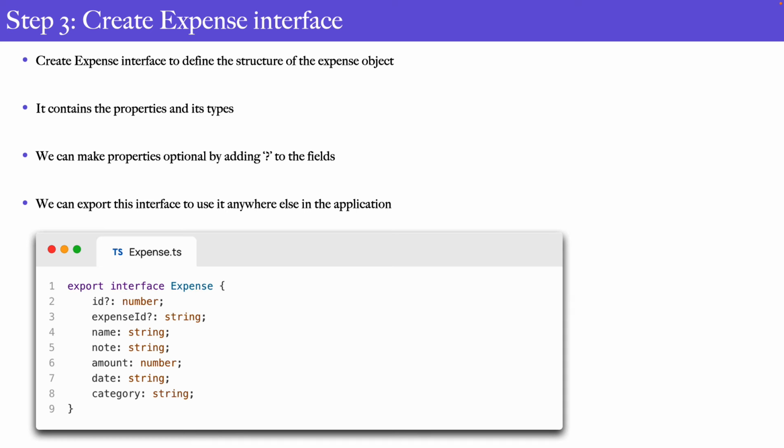We create the interface using the keyword interface followed by the interface name. In our case, it's Expense. Inside this, we're going to define the properties: id, which is of type number, expenseId, which is of type string, name, note, amount, date, category. And finally, we're going to export this interface.